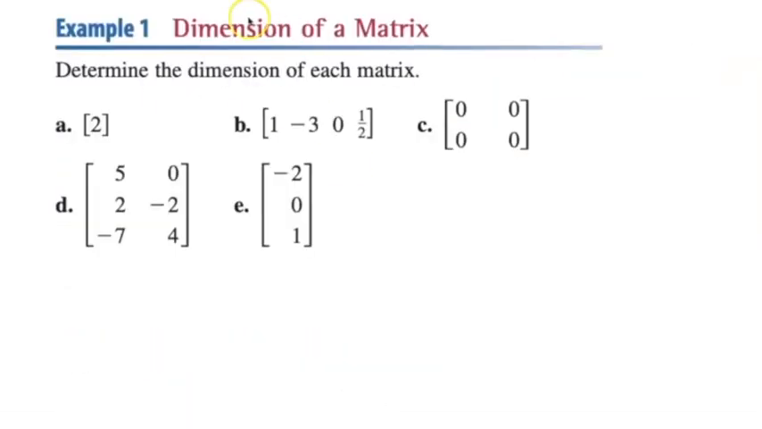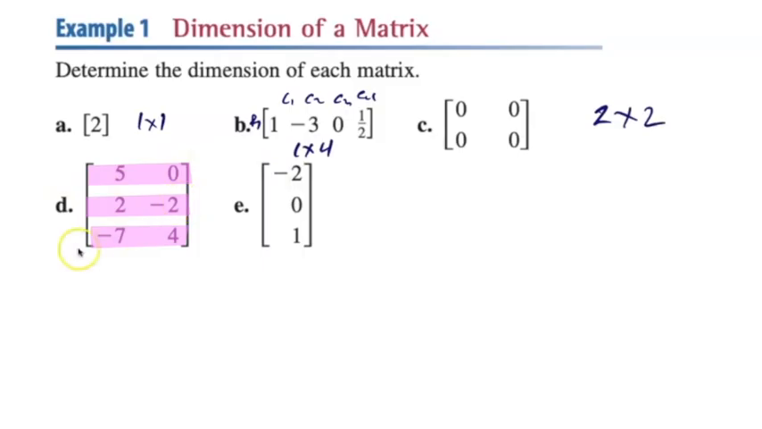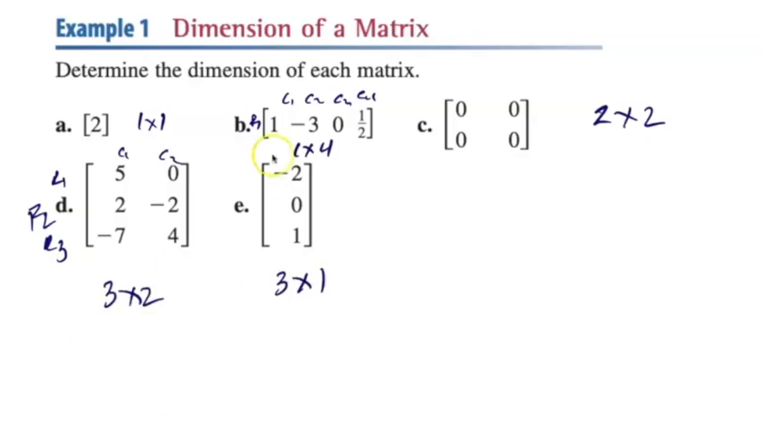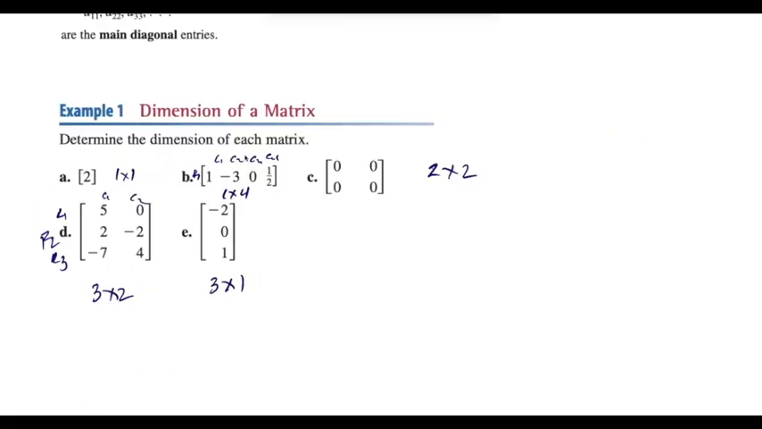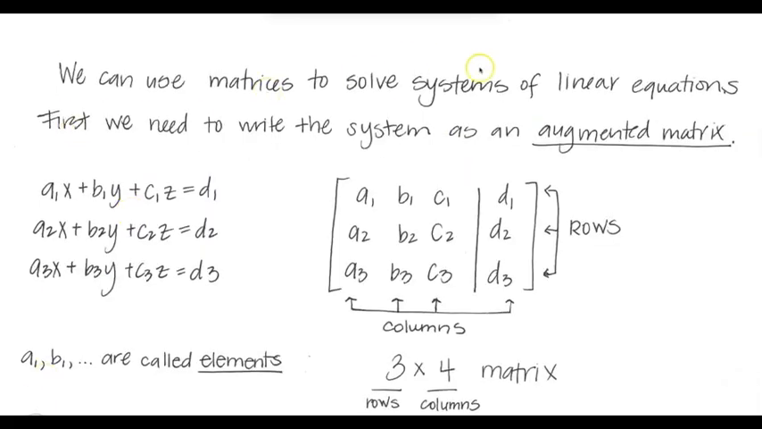Let's look at dimensions of these matrices. This first one, there's one row and one column. This is a 1 by 1. Over here we have one row, row 1, but we have 4 columns. This will be a 1 by 4. Here we have a 2 by 2. There's 2 rows and 2 columns. Here we have 3 rows, 1, 2, and 3, and then we have 2 columns. Row 1, row 2, row 3, column 1, column 2. This is a 3 by 2, and this will be a 3 by 1. That's the dimension of a matrix. It's rows, then columns is the key. Dimensions, rows by columns.